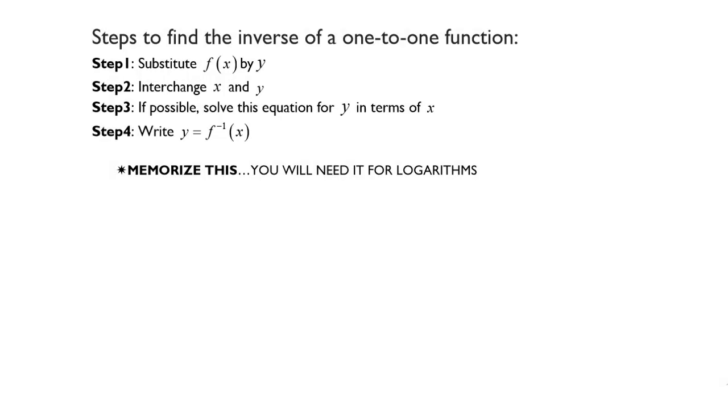Let's look at the steps to find inverses of a one-to-one function. Step 1, substitute f of x with y. Step 2, interchange x and y. Step 3, if possible, solve this equation for y in terms of x. Step 4, write y equals f inverse of x.